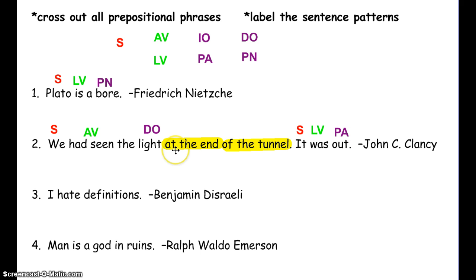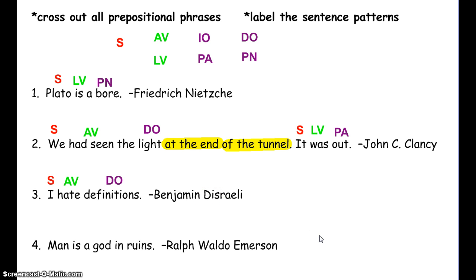The next sentence, I hate definitions. I bet you guys think that when we're working on vocabulary sometimes. I don't see any prepositional phrases, so I look for my subject. Who is it about? I. What do I do? What's my verb? Hate. I know that's not a linking verb. That's an action. I hate. After an action verb, I look for a direct object. I hate what? I hate definitions. There's my direct object.